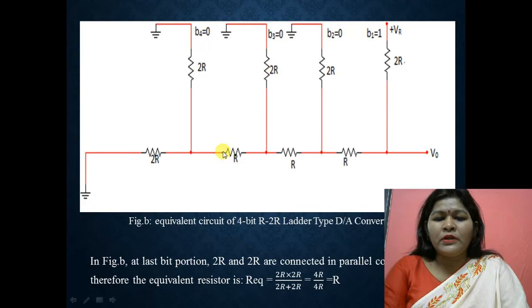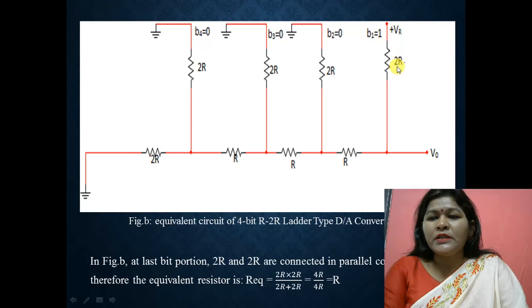Now draw the equivalent circuit of the 4-bit R-2R ladder type D to A converter. So this is the equivalent circuit, and here this is the reference voltage and this is at the most significant bit, that is B1 equal to 1, and B2, B3, B4 are 0, 0, 0. Let's assume that these will be grounded. So we will ground them here, in the terms B1, B2, B3 and B4.